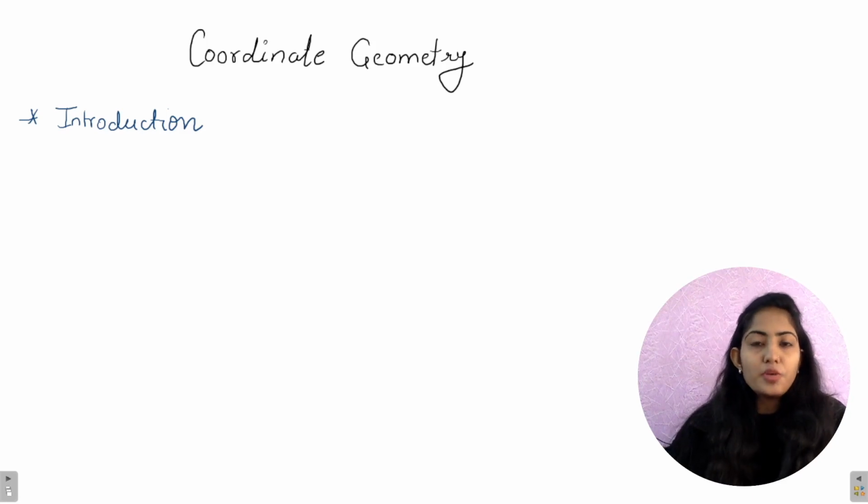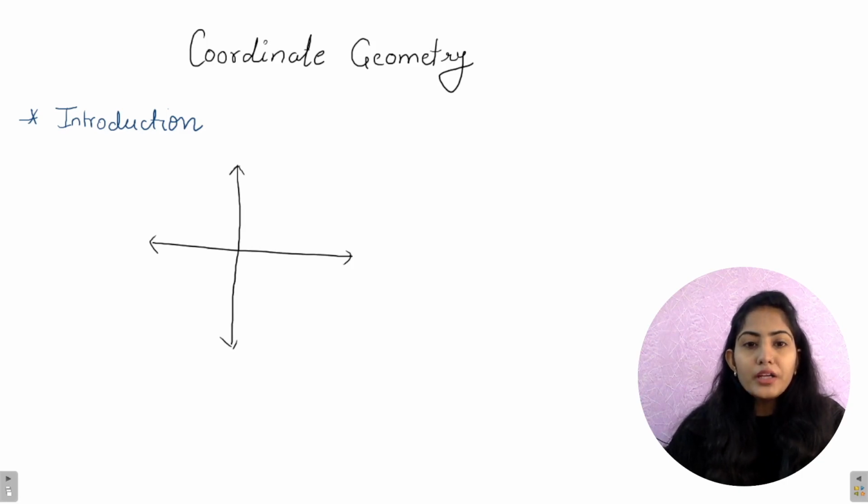What is coordinate geometry? Actually, coordinate means the coordinate of a point. Suppose we are discussing a graph with an x-axis, right? And here is a y-axis, right? Every point is here, suppose this is a point A.